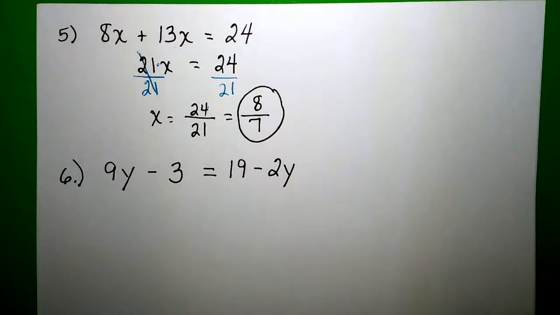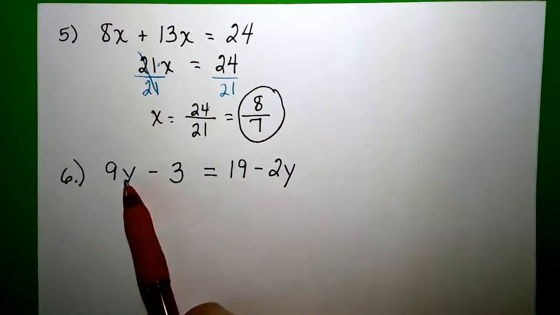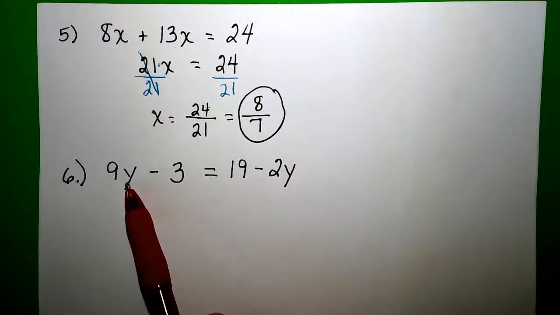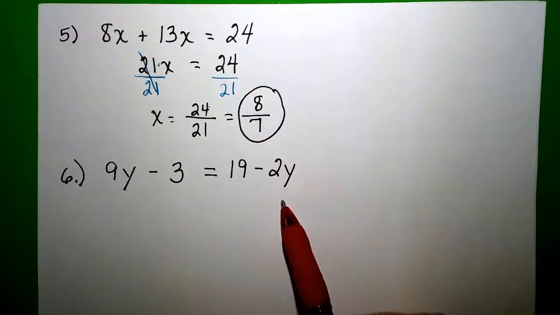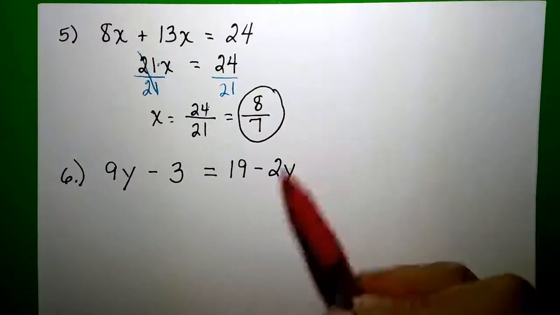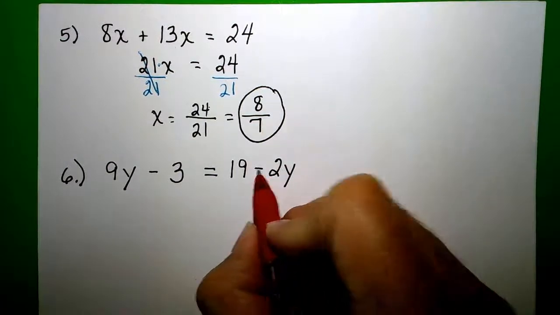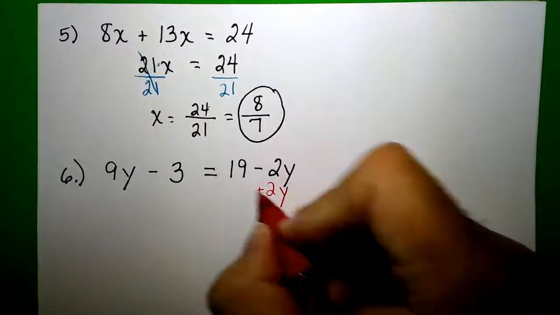Well, we can still combine them using the addition property. If I want to get these two y's over here with the other y, what would I need to do? Would I add 2y or subtract 2y? What will get these things to go away? Well, the opposite of subtracting 2y would be adding 2y.